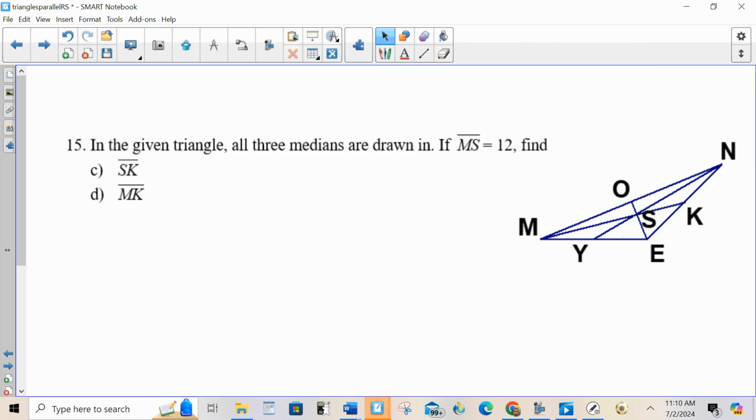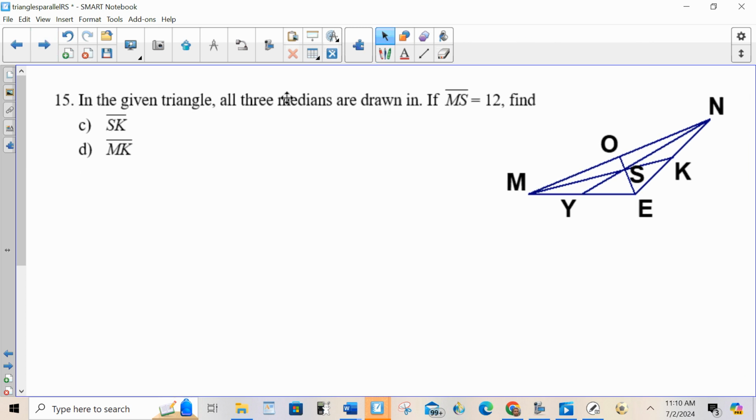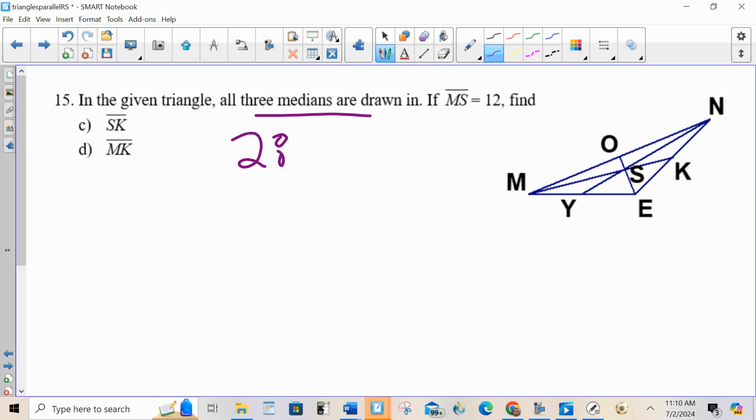Intersecting medians. It's not hard as long as you know how to do it. When you have intersecting medians, they are being cut in a ratio of 2 to 1. So if MS is 12, well, since this is a big piece, SK is half of that, which is 6, and the whole thing would be 12 plus 6, which is 18. SK is 6, MK is 18. It's not difficult as long as you know the rule. The medians are cut in a ratio of 2 to 1, meaning that one is double the other, one is half of the other.